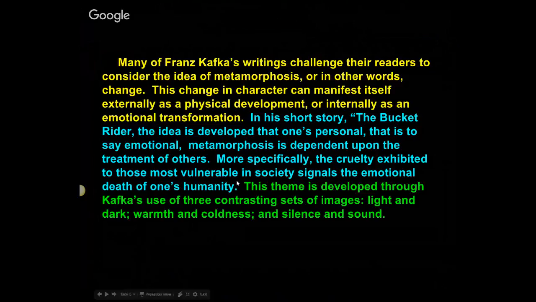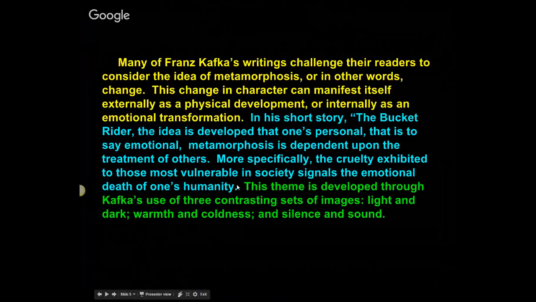In blue is my thesis statement. So let's go through this. This is an important one. In his short story, The Bucket Rider, the idea is developed that one's personal, that is to say, emotional metamorphosis is dependent upon the treatment of others. Okay, that's pretty profound, but however, I can't end just here, because I'd be like, well, so what? So what that is dependent upon the treatment of others?